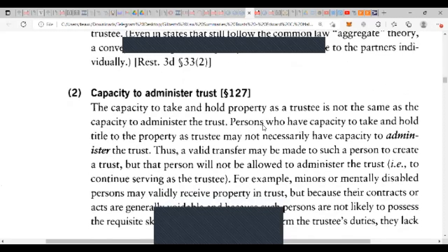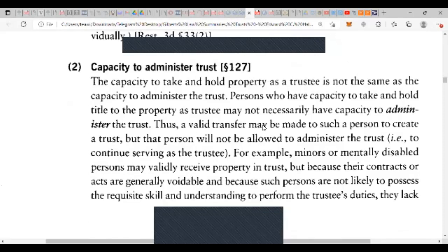Number 2, capacity to administer trust. The capacity to take and hold property as a trustee is not the same as the capacity to administer the trust. Persons who have capacity to take and hold title to the property as trustee may not necessarily have capacity to administer the trust. Thus, a valid transfer may be made to such a person to create a trust, but that person will not be allowed to administer the trust, i.e., to continue serving as the trustee.